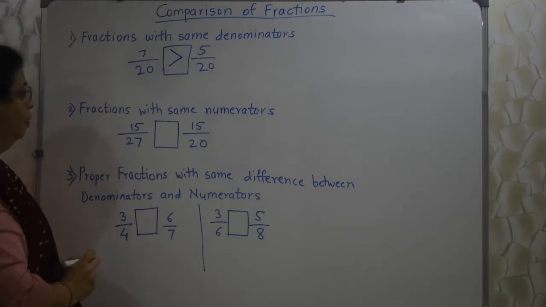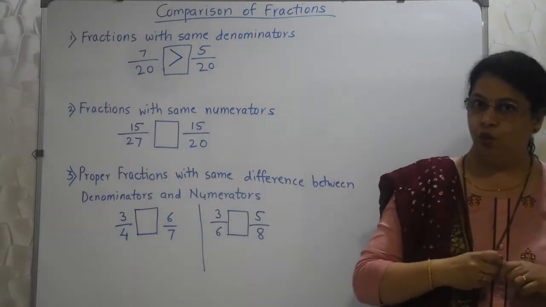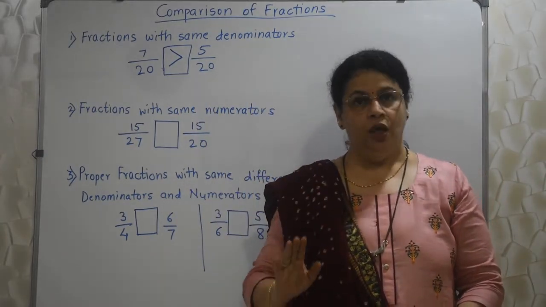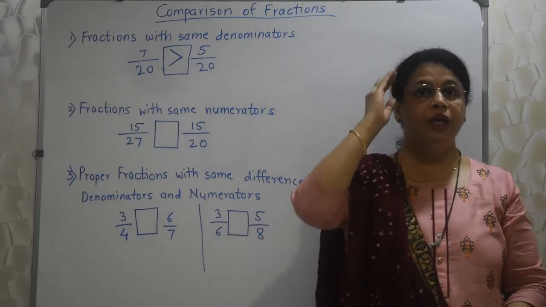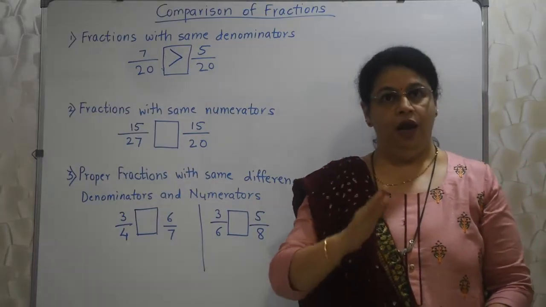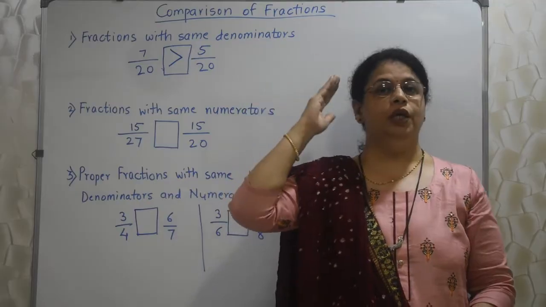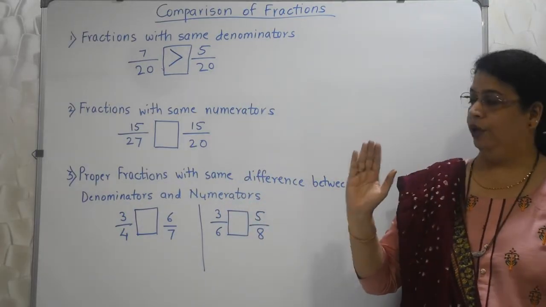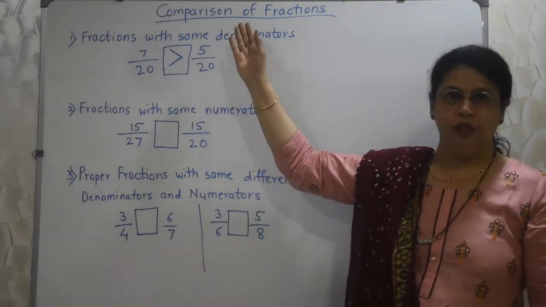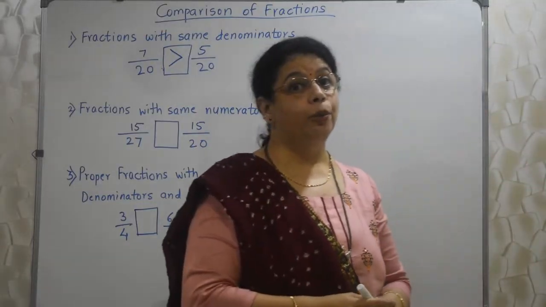Right? Okay. So you can practice such examples so that this rule is registered. What is the rule? When the denominators are the same, the fraction with the bigger number in the numerator is the bigger fraction. And the fraction with the smaller number as a numerator is the smaller fraction. Okay, the rule is very simple. The bigger number, bigger fraction. Smaller number, smaller fraction.